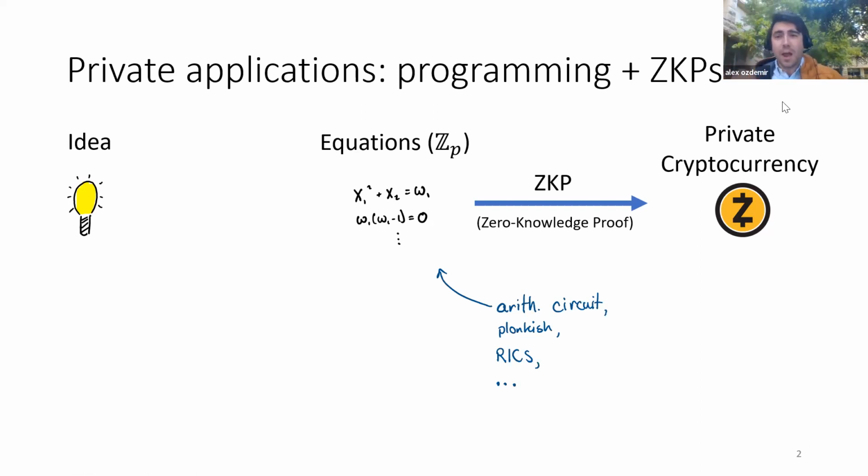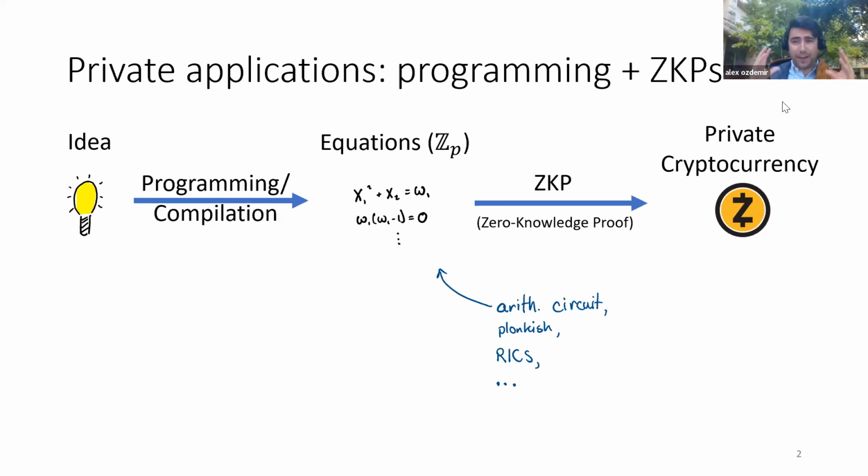For our purposes, we're just going to treat all these equations as some kind of system of field equations. And once you've taken your high level idea and expressed it as these equations, then a zero knowledge proof can give you a prover and a verifier, and you can go ahead and build your privacy preserving application. But the task of coming up with the equations, that is incumbent upon you. So you have to, through some kind of programming process, probably with the assistance of a synthesis library or of some kind of compiler, translate your idea into these equations.